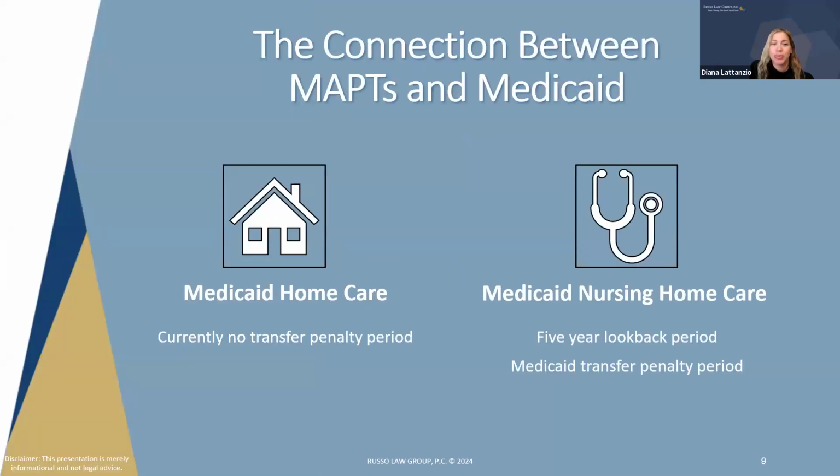So there is a connection between Medicaid Asset Protection Trusts and Medicaid. Like I stated earlier, there are so many benefits to this type of trust, but the main goal that most of my clients are trying to achieve is that they want to start their look-back period so that everything they're putting into the trust is not counted against them if they should ever need to apply for one of the Medicaid programs. And that would be either home care or nursing home care.